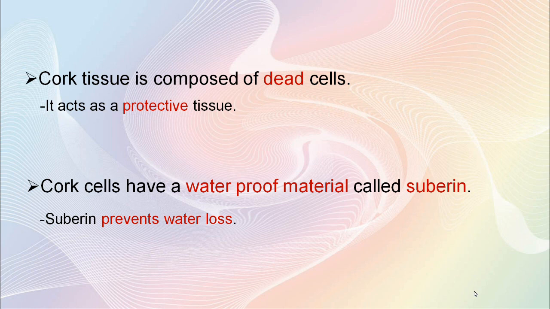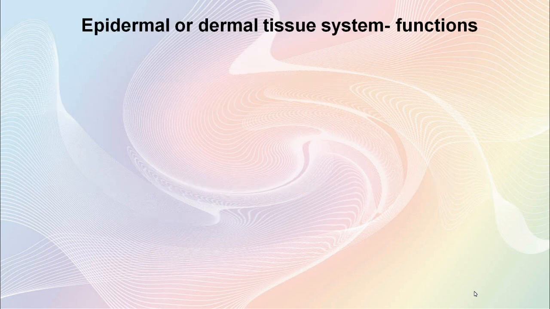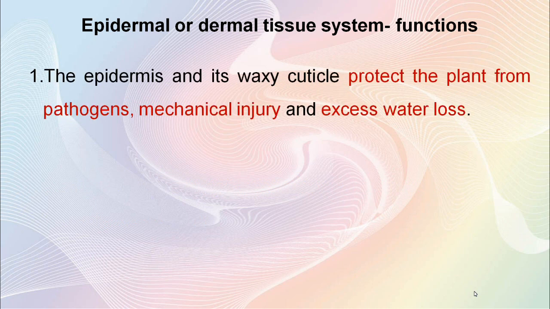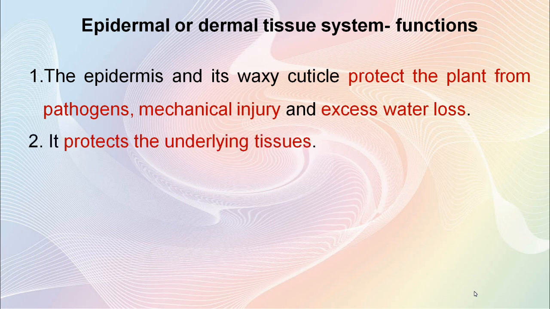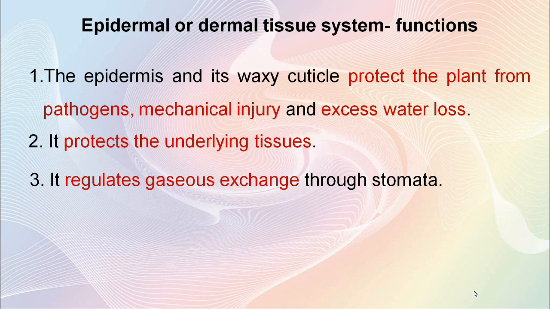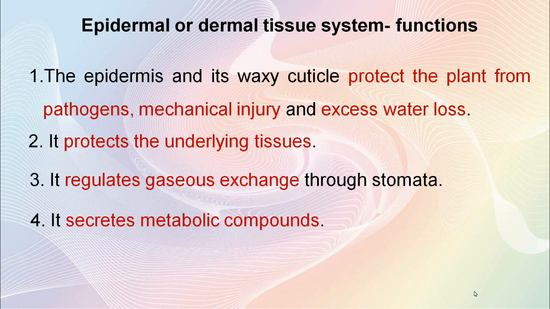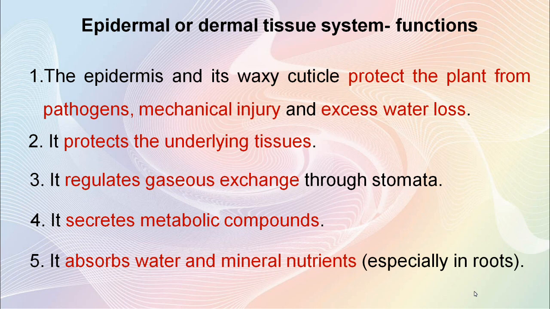So now I hope that you got a nice idea about the epidermal tissue system. But before we conclude, let's list out the functions of the epidermal tissue system. The epidermis and its waxy cuticle protect the plant from pathogens, mechanical injury, and excess water loss. It protects the underlying tissues. It regulates gaseous exchange through stomata. It secretes metabolic compounds. It absorbs water and mineral nutrients, especially in roots through root hairs.